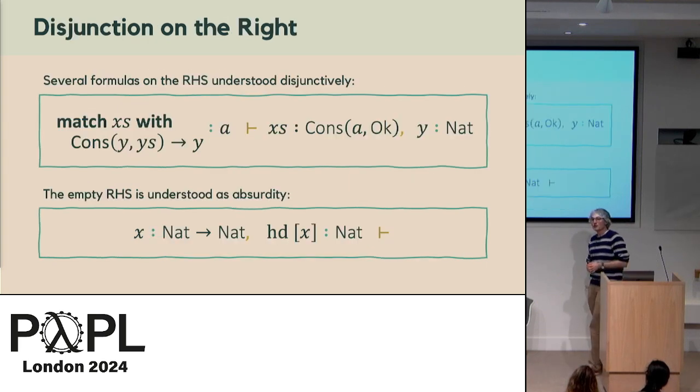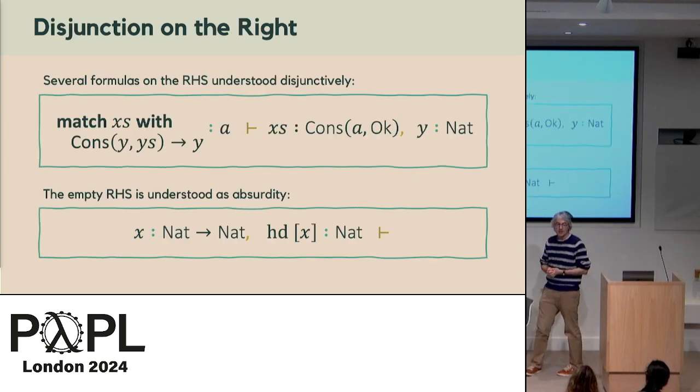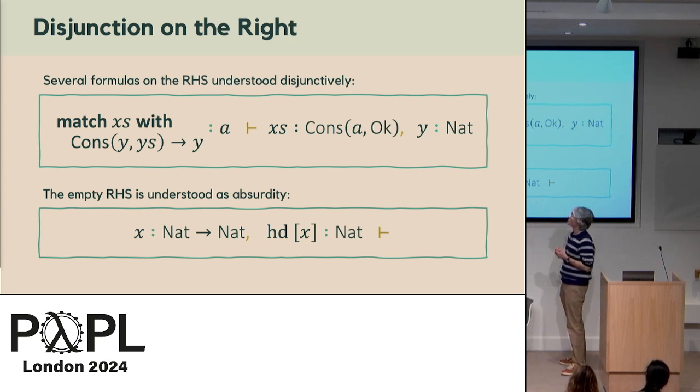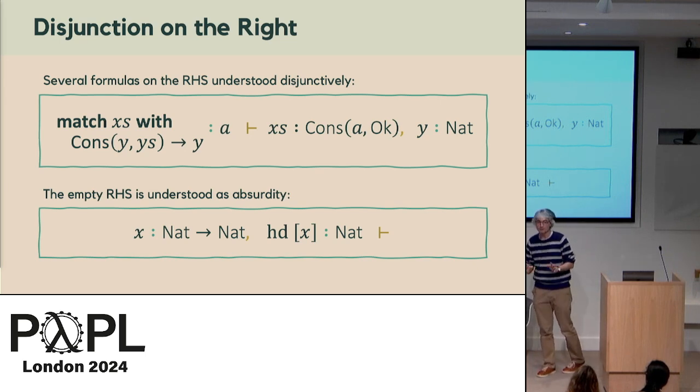We also remove the restriction that ordinary type systems have of having exactly one formula on the right. If you have multiple formulas, then it's understood disjunctively. So for example, if this inexhaustive match evaluates to an A, then it follows that either the scrutinee is a cons or Y is a nat, whatever.